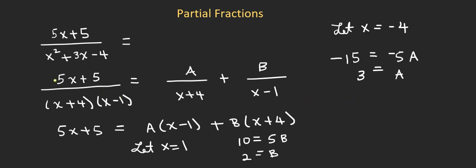So you could rewrite this as 3 over x plus 4 and 2 over x minus 1. This is called the partial fraction decomposition, when you are breaking down the fraction into 2 or more fractions. And now you're going to see why this is so important.